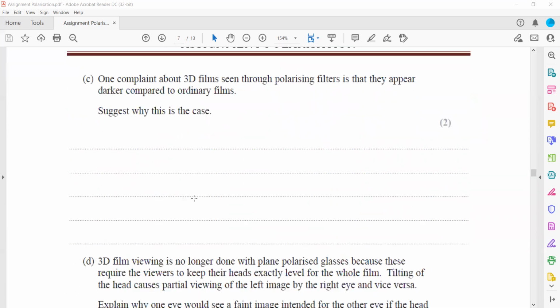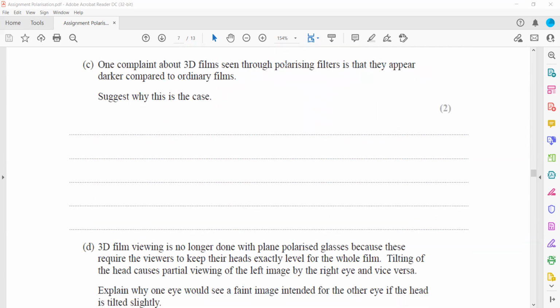Then one complaint about these 3D films seen through a polarizing filter is that they appear dark compared to ordinary films. When we use 3D glasses, these films appear very dark. What is the reason for that? Because the light passing through the polarizing filter is polarized light, having only one component, which reduces the intensity. Polarized light stops most of the components and only allows one component to pass.